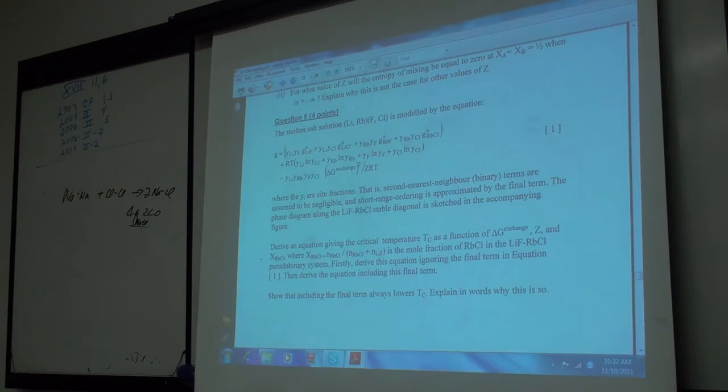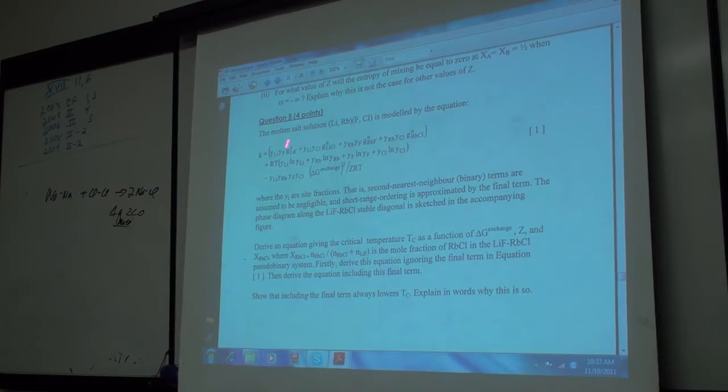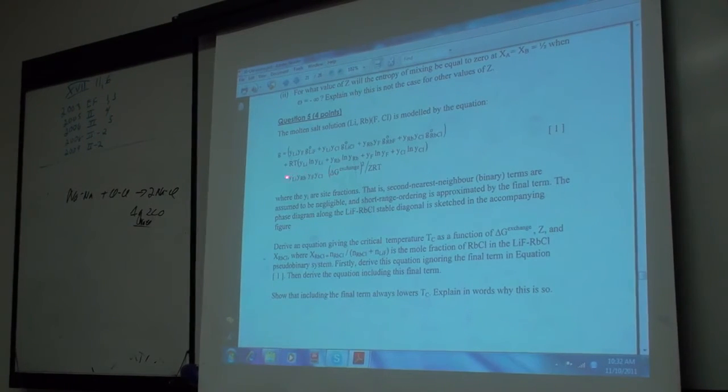Okay, the molten salt. Here you have a molten salt solution: lithium, rubidium, fluorine, chlorine. And this is the simple sublattice model where we have your G naught terms. The Y's are the site fractions, of course. Then you have your ideal mixing term, and we're just putting in the approximate Blander correction for the non-random mixing. Okay, and I'm forgetting the second nearest neighbor terms. The alpha terms, we'll assume they're small.